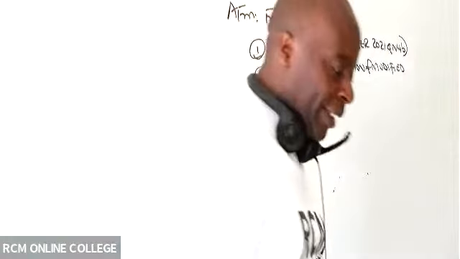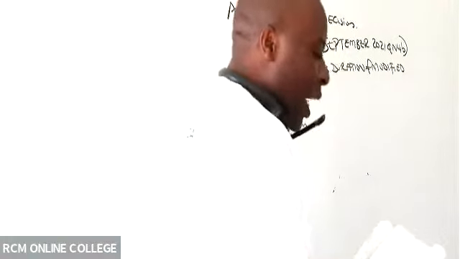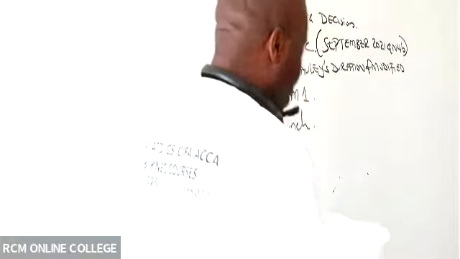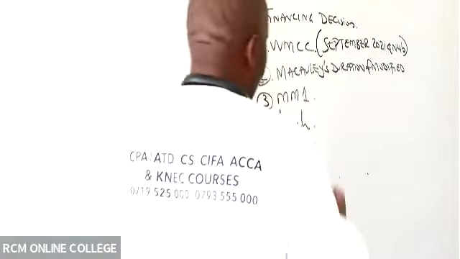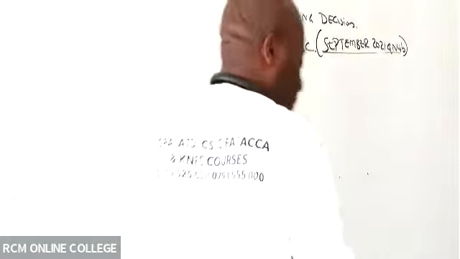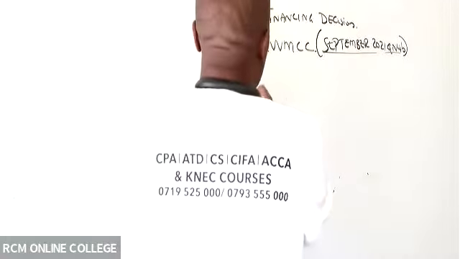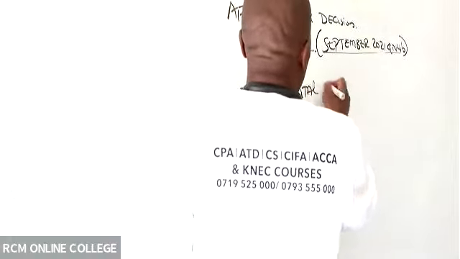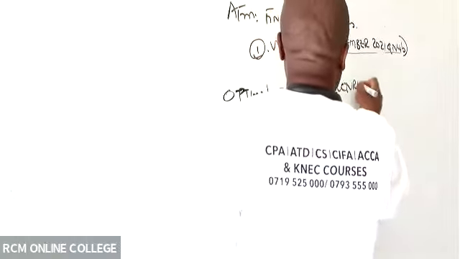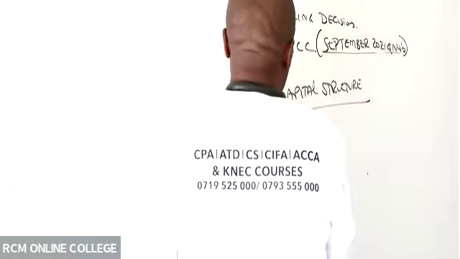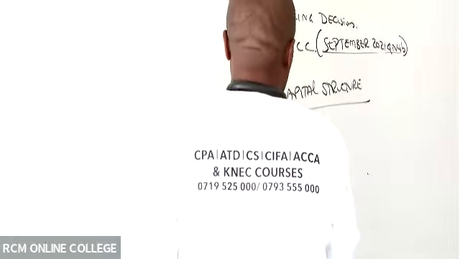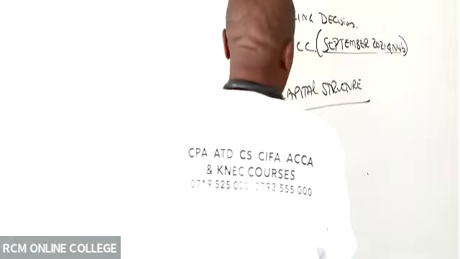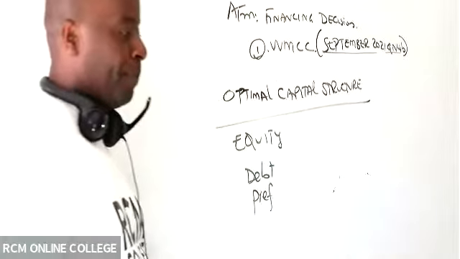That is really, really easy. So we start with our optimal capital structure. The question is September 2021, question number 4B. So the optimal capital structure is how it shall look like: we have equity, we have debt, we have preference.